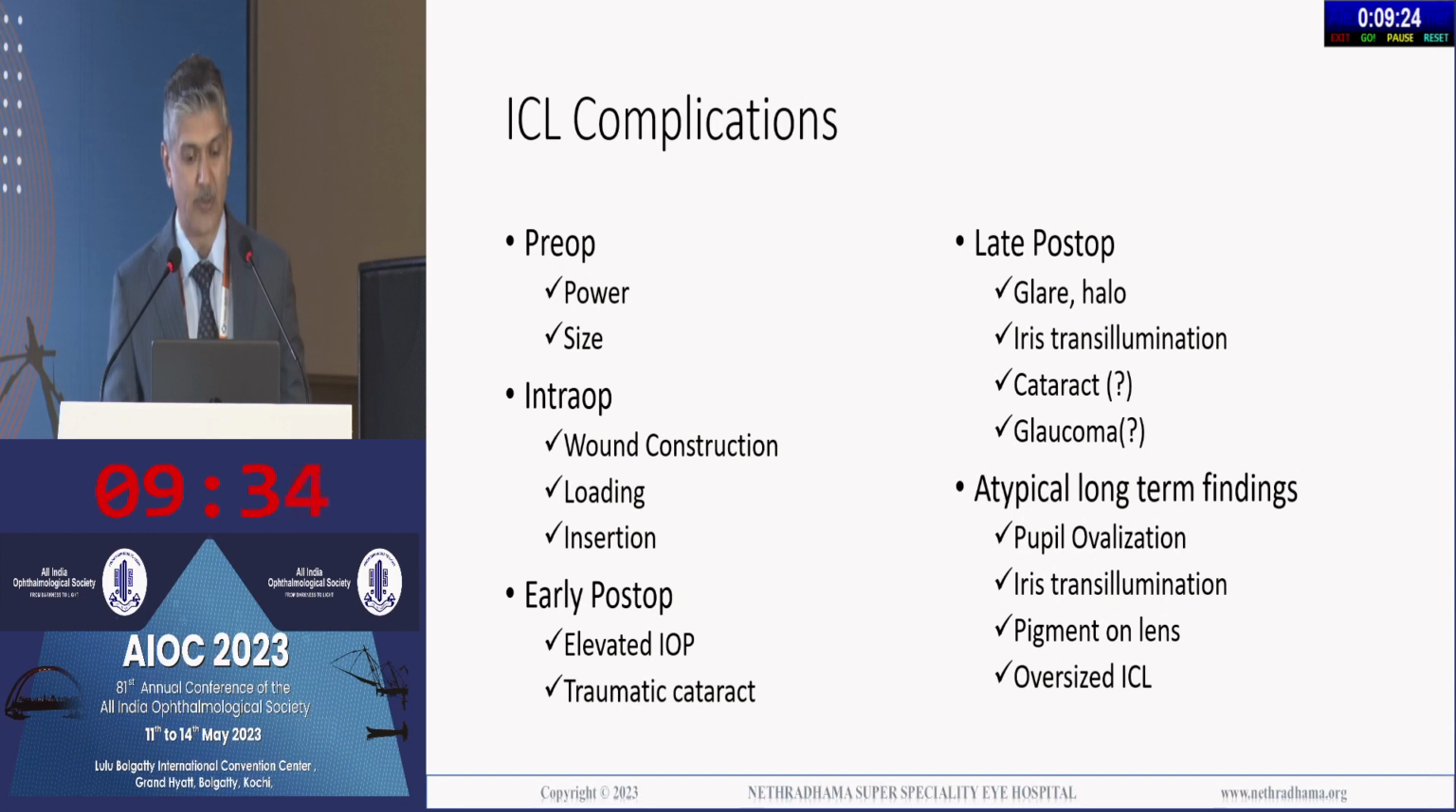Intra-op, you can have problems with wound construction, loading, insertion. Early post-op, you can have elevated IOP, traumatic cataract. Late post-op, you can have glare, halos, iris transillumination, cataract, glaucoma. Atypical long-term findings include pupil ovalization, iris transillumination, pigment on lens, and oversized ICL. Dr. Parthi also will be covering the complications. So I'll look at the challenging cases.